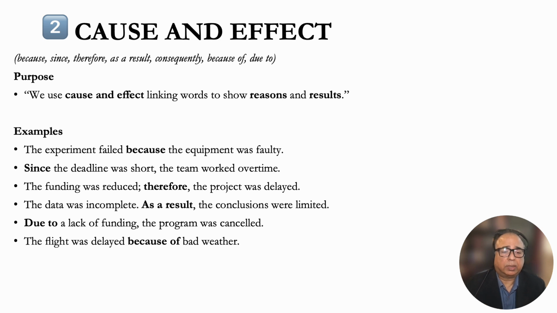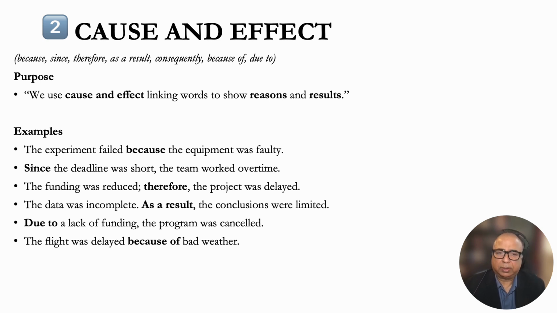Consider the examples. I've shown you 7 sentences here using these linkers, cause and effect. The experiment failed. Why? Because the equipment was faulty. All right? The data was incomplete. As a result, the conclusions were limited. Now, read the sentence without the linking words and see how choppy it is. The data was incomplete. The conclusions were limited. It doesn't sound good, does it? The idea does not flow smoothly.